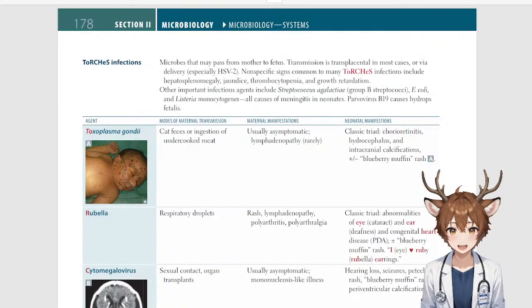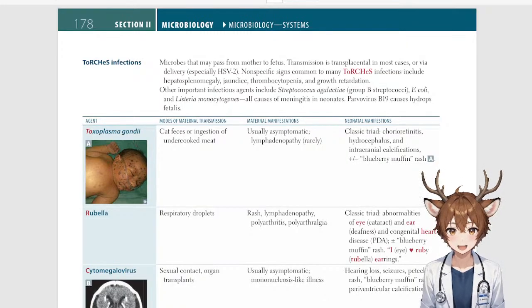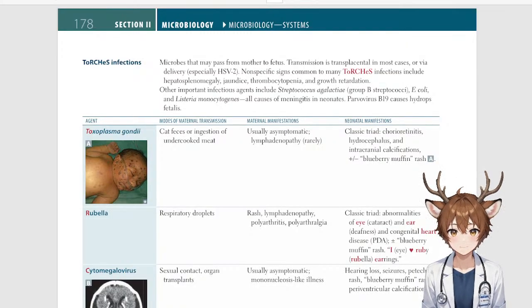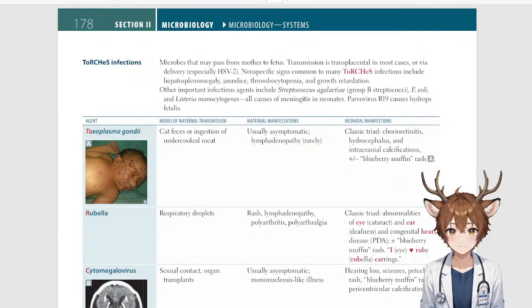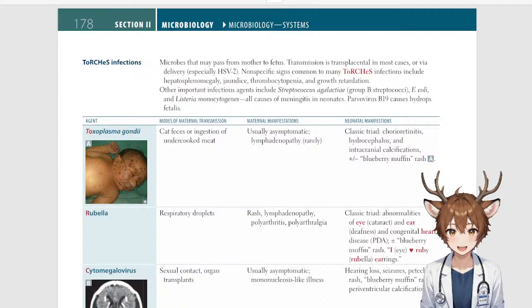So what they're saying is, even if it's not a TORCH infection because it's not transplacental, you might still have a kid who gets one of these other infections because they might get it from vaginal delivery. That's what I'm getting from it. Group B strep is like that. I think Listeria is like that. Parvovirus B19 causes hydrops fetalis. That's a terrible thing to have.